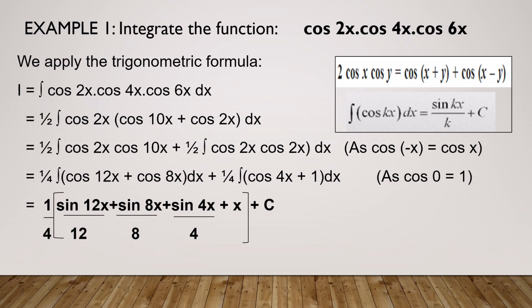Now see over here, the integral of cos kx, as we have seen just previously, is sin kx by k. So the integral of cos 12x is sin 12x by 12. Similarly for the other terms. So the answer is 1 upon 4 into bracket sin 12x by 12 plus sin 8x by 8 plus sin 4x by 4 plus x, plus c.